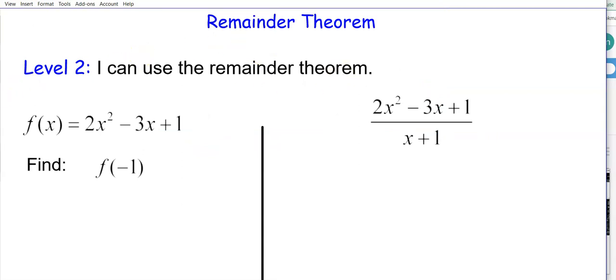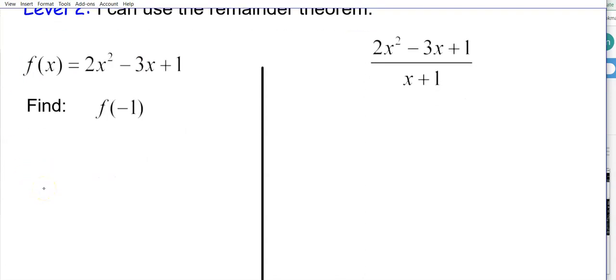Okay, can I use the remainder theorem? So the remainder theorem is kind of an interesting little theorem. So we're going to use synthetic division, which we just kind of learned, in just a minute. But first, let's go about this the old-fashioned way. So let's just kind of solve this.